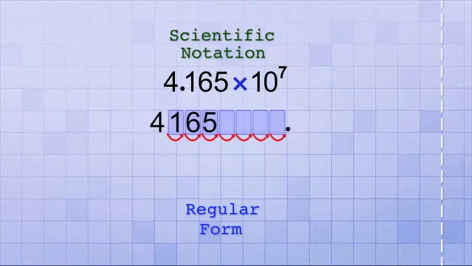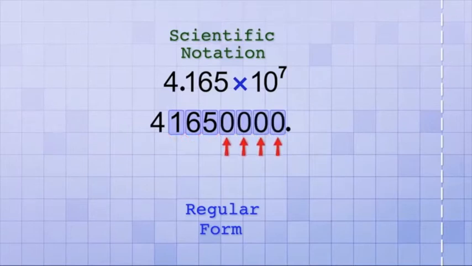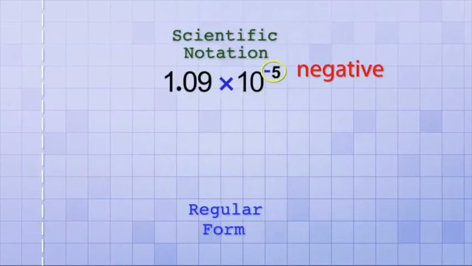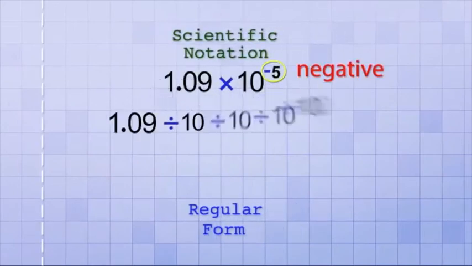But as you can see, there aren't 7 digits after the decimal. So any places that don't have a digit will just be filled with a 0. There, our number in regular form is 41,650,000.